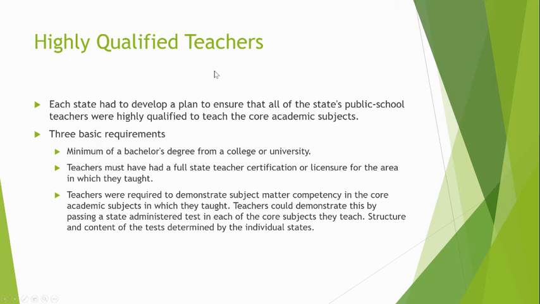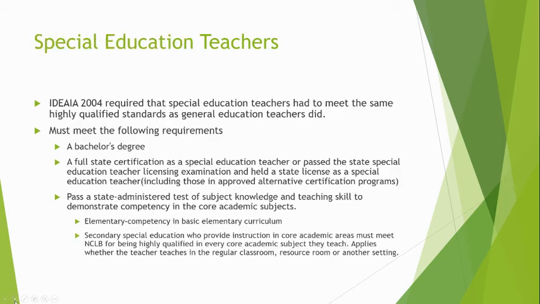So, highly qualified teachers. Each state had to develop a plan to ensure that all the state's public school teachers were highly qualified to teach the core academic subjects. So, they would have a minimum of a bachelor's degree from a college or a university. Teachers must have had a full certification or licensure for the area that they taught. Teachers are required to demonstrate subject matter competency in the core academic subjects that they taught. And they could demonstrate this by passing a state administered test in each core subject that they teach, structure and content of the test to be determined by the state.